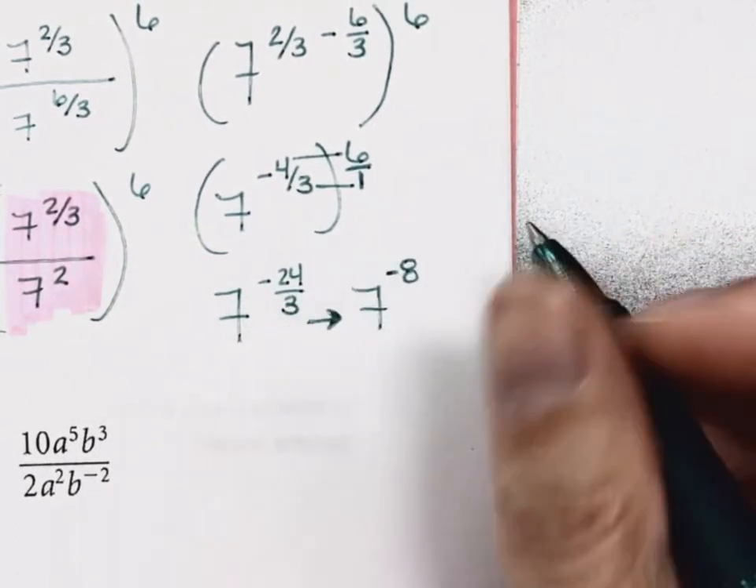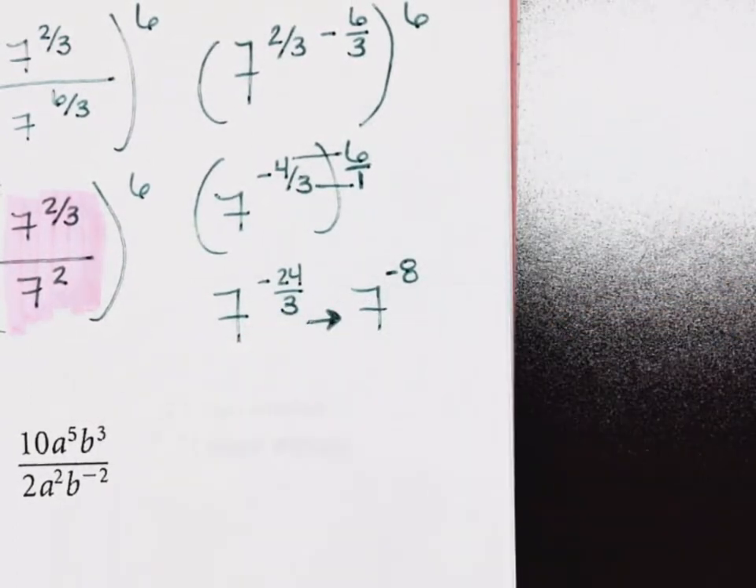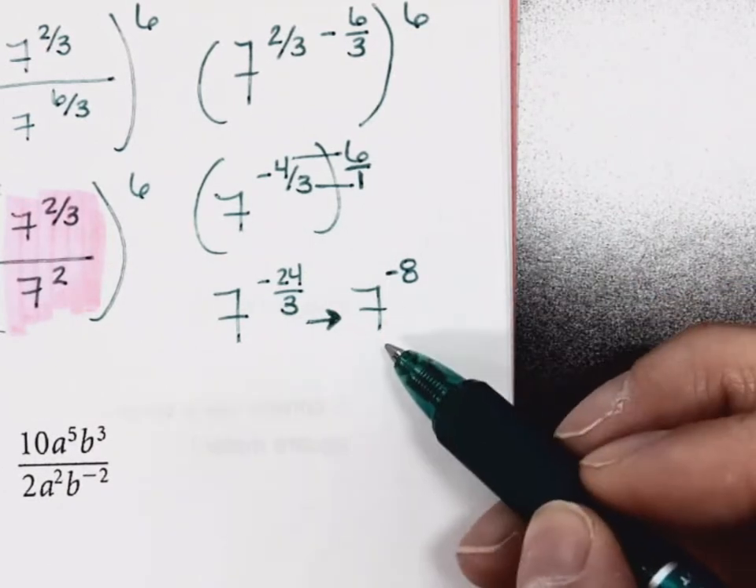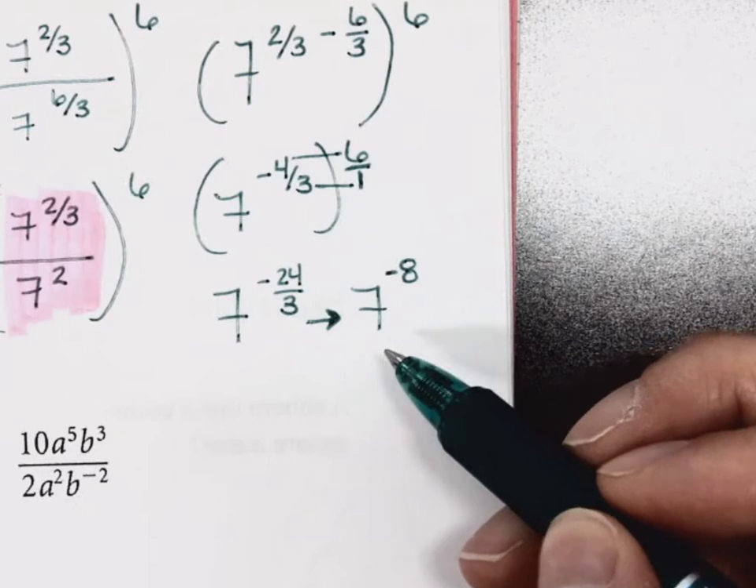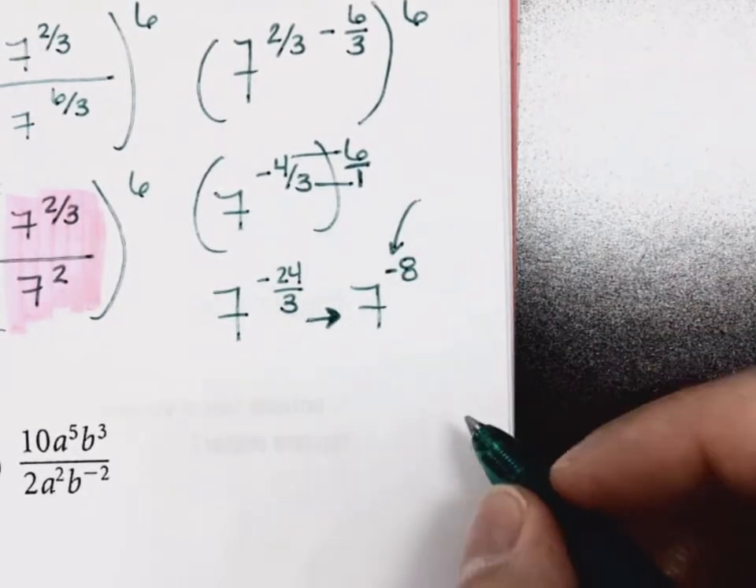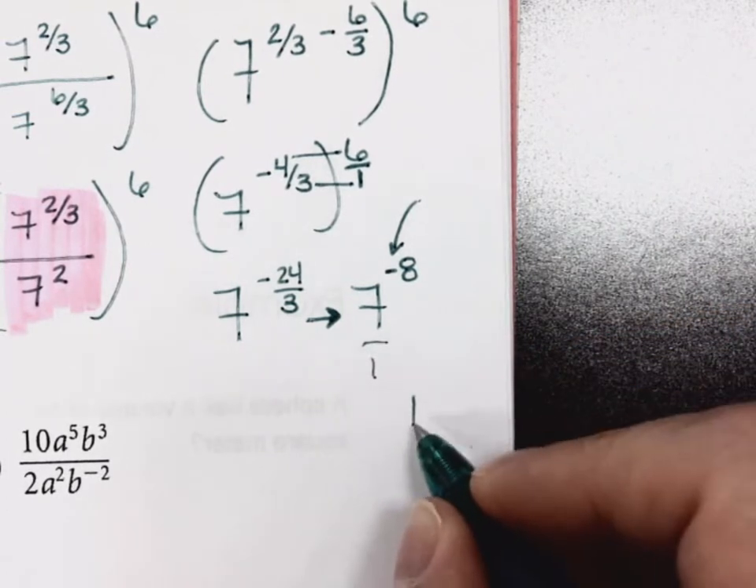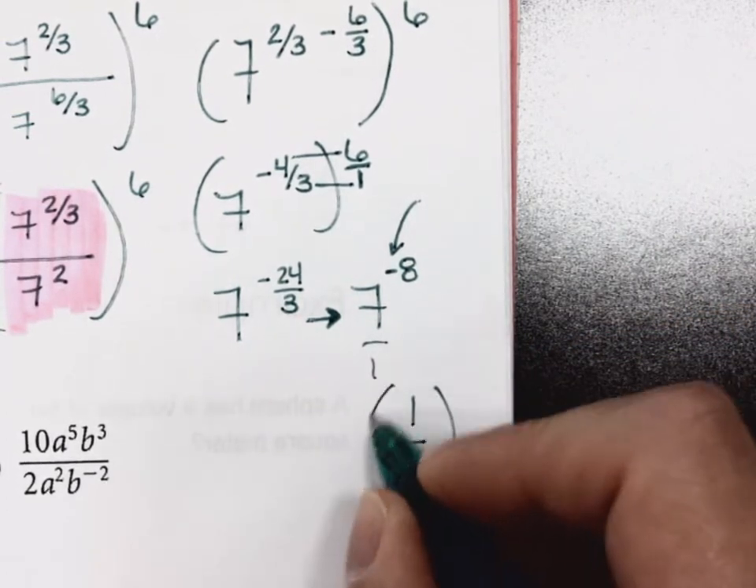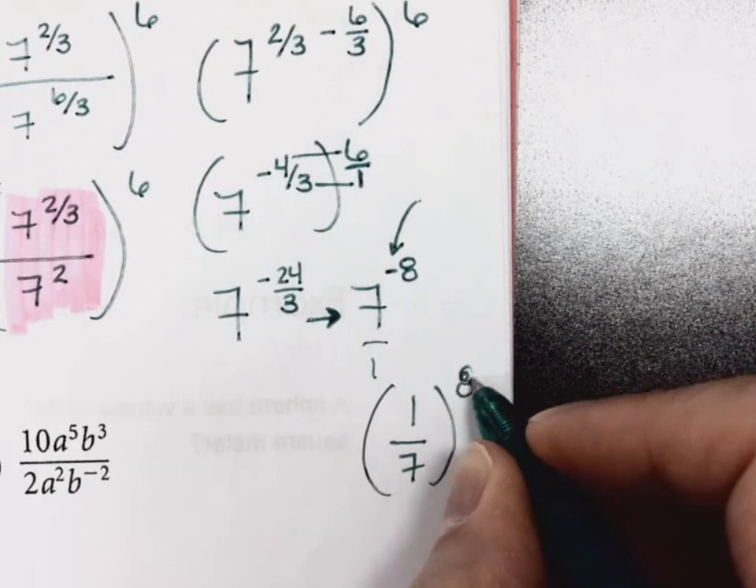So all we did was we reduced this fraction to get the negative 8. We're going to write it as a positive exponent. So this is my base number of 7. The negative tells me to flip my base. So that's going to be 1/7 to the exponent positive 8.